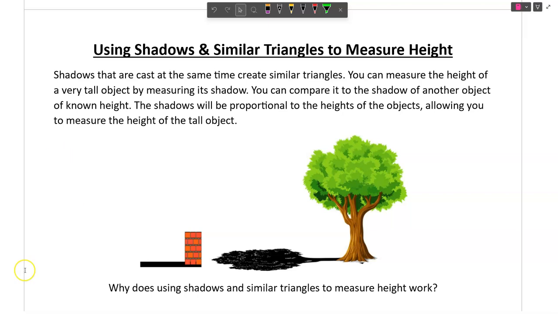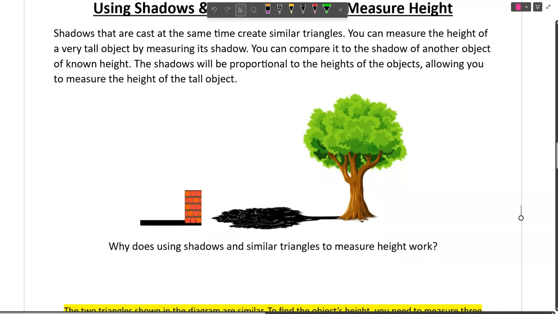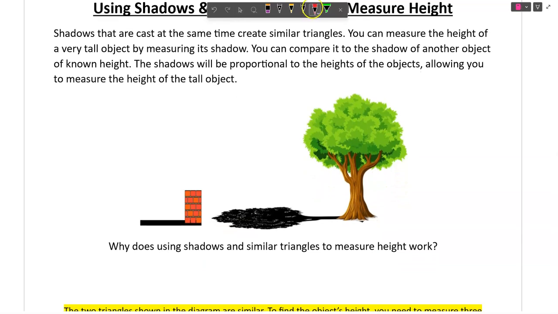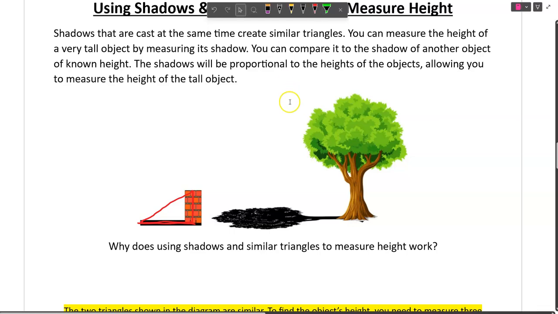So as you can see here below, I have a picture of a tree and then I have a picture of a wall. And if you look at them, and I'll highlight here in red, the wall has some height and it has some type of shadow that's from it. If we connect the ends of those together, you will create a right triangle. And I'll highlight that here by sliding it up so you can see it.